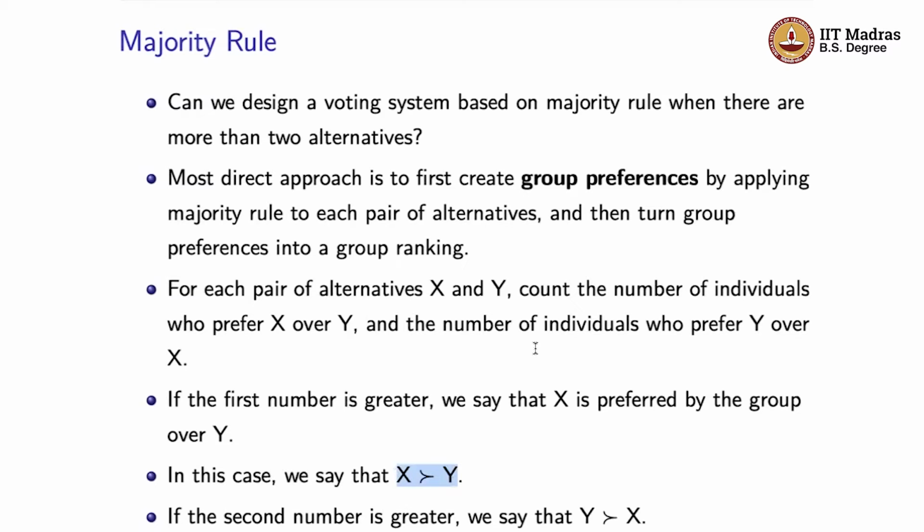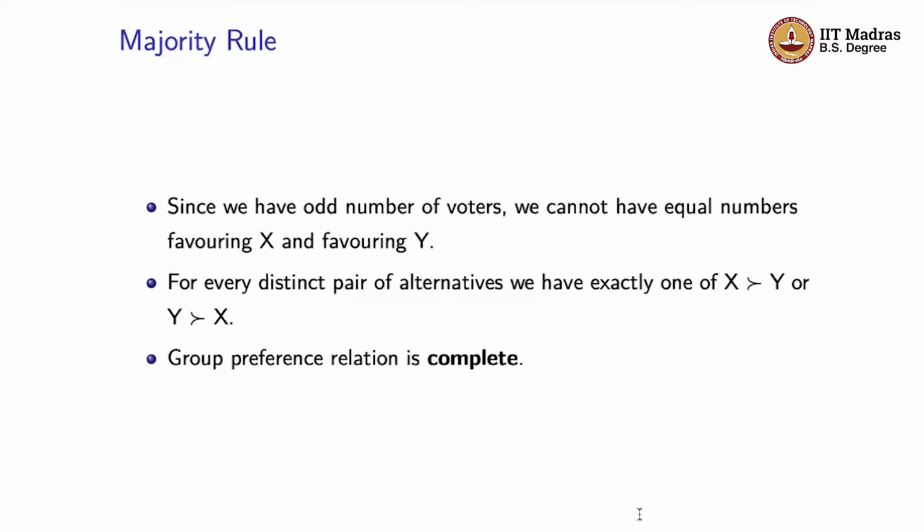If the number of people who prefer y over x is higher than the number of people who prefer x over y, then we say that y is preferred by the group over x. And we denote this by this, right? And this is what we do for any pair of alternatives. Since we have an odd number of voters, we cannot have ties, right? Because we cannot have the same number of voters saying they like x over y and voters saying y over x, right?